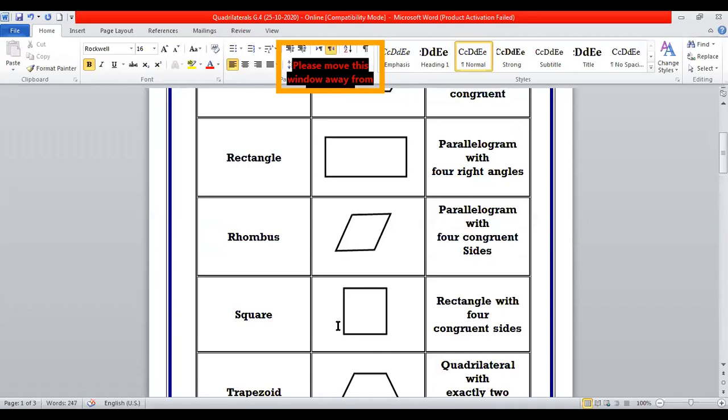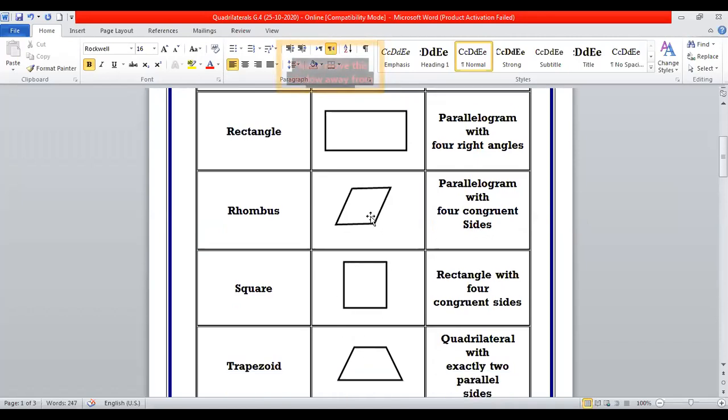Square: all sides are equal in length, and all angles are right angles. For that, the square is like the rectangle, but it has four congruent sides. And also, it's like the rhombus, but it has four right angles. Trapezoid: it is a quadrilateral that has exactly two parallel sides.